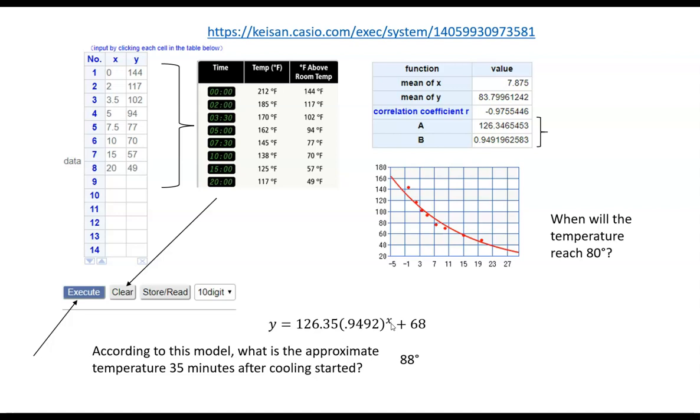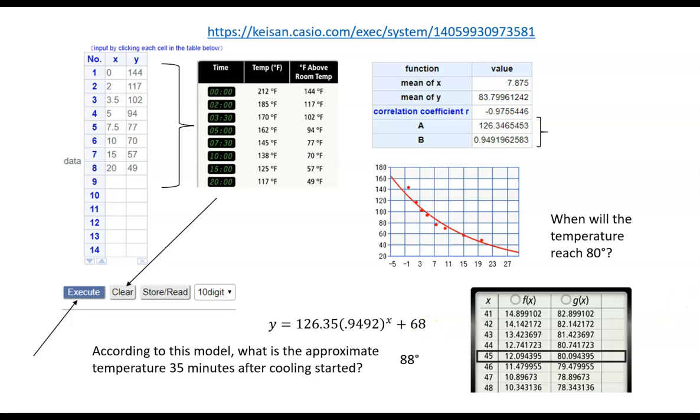If you had a graphing calculator, you could put this equation, y equals 126.35 times 0.9492 to the x plus 68, into the graphing calculator in the y equals function. And then you could choose the table button and you'd have a table of values. And you could see that we reach 80 degrees when x is approximately 45. So it'd be about 45 minutes when that reached 80 degrees.